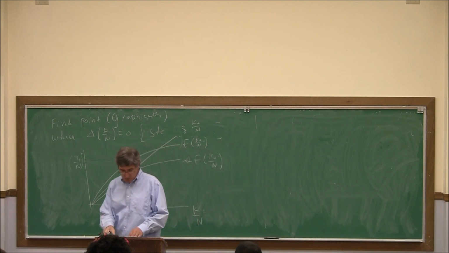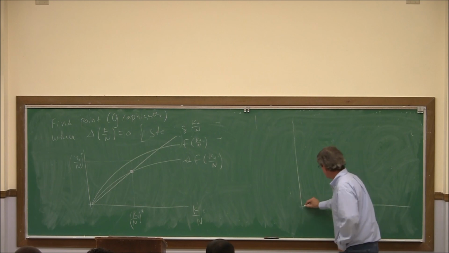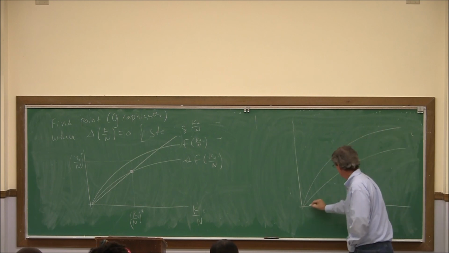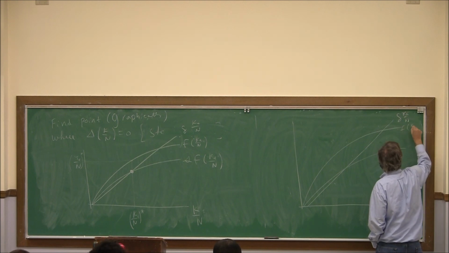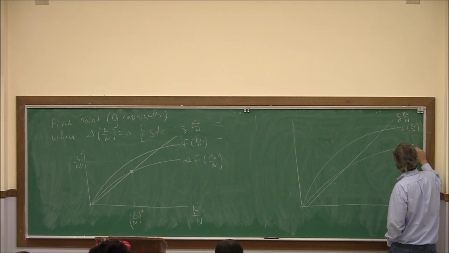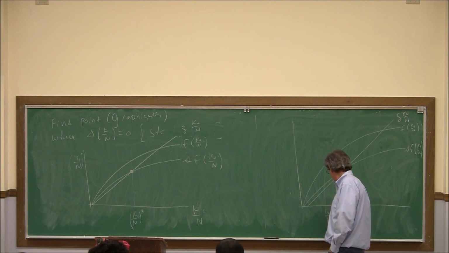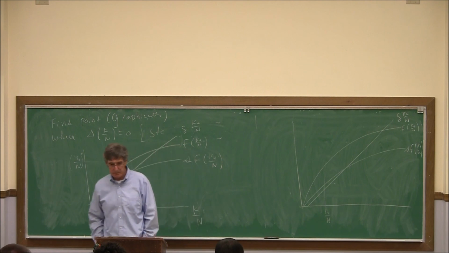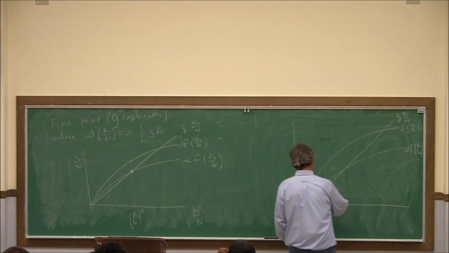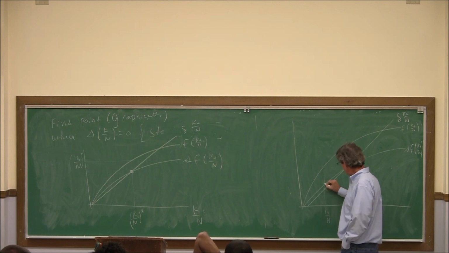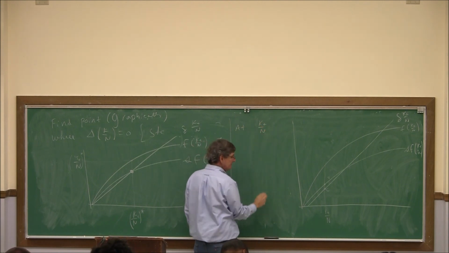Okay. Let's do one more thing here. Let's suppose we're below a steady state. So let's draw the same thing here, these three lines. This is delta KT over N. This is the production function. And this is S F of KT over N. And let's start at this KT over N. I'm going to put this as C and this at D.